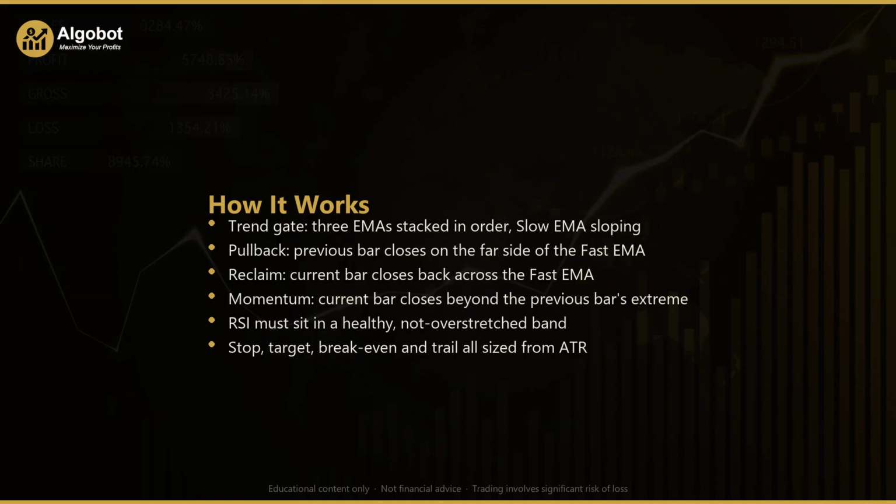Risk is defined using the average true range. The stop loss is placed a set multiple of the ATR away from entry, 2 times by default. The take profit is set as a reward to risk multiple of that distance, defaulting to 1.8 times the risk. Once price moves 1 ATR in the trade's favor, the stop is pulled to the entry price, removing the initial risk. From there, a trailing stop follows price by 2.5 ATR, only ever moving in the profitable direction, which lets a winning trade continue while locking in gains along the way.